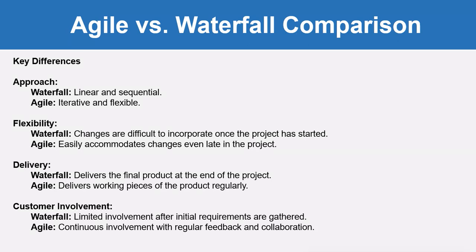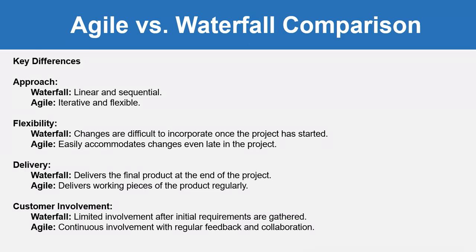So the key differences are, with respect to approach, Waterfall is a linear and sequential approach. Agile is an iterative and flexible approach. Flexibility: in Waterfall, changes are difficult to incorporate once the project has started. Agile easily accommodates changes even late in the project. Delivery: Waterfall delivers the final product at the end of the project. Agile delivers working pieces of the product regularly.